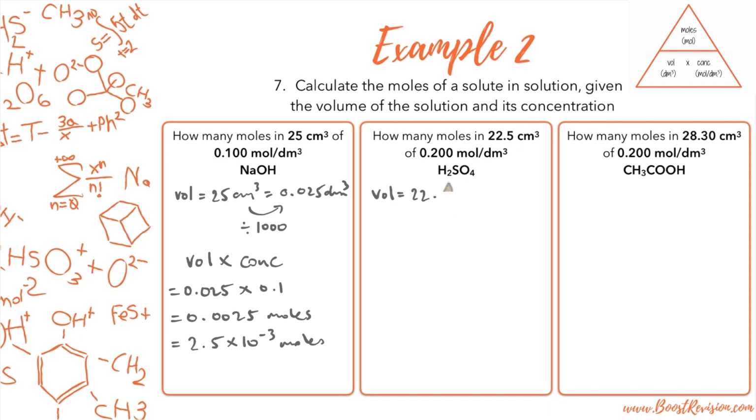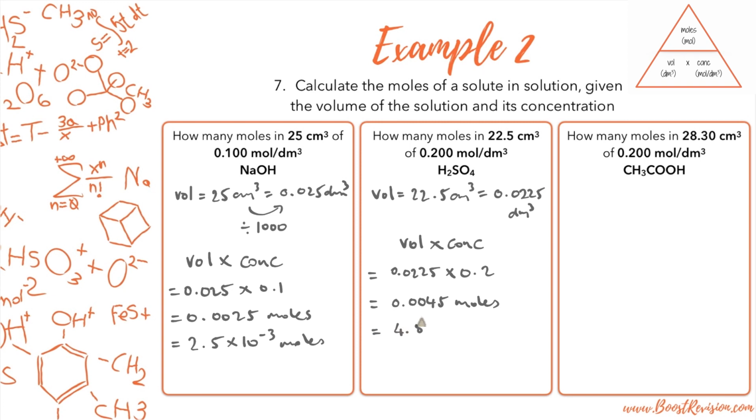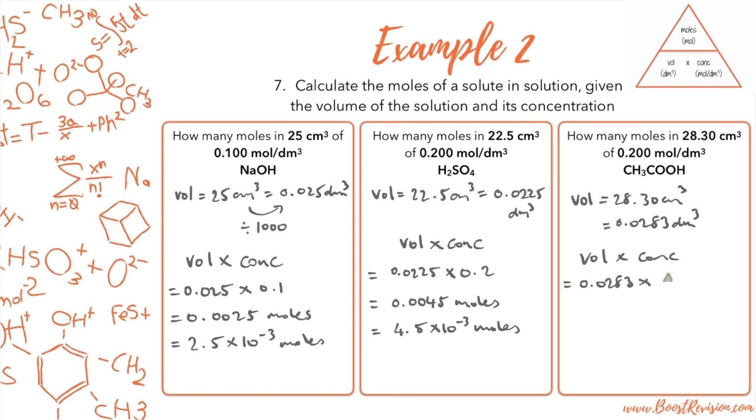I'll whiz through the next couple of answers. So same conversion first thing, then volume times concentration. The second question gives us an answer of 0.0045 moles, or 4.5 times 10 to the minus 3. Same method again with the third question. So we convert the volume to decimetres cubed. Volume times concentration equals 5.66 times 10 to the minus 3 moles.